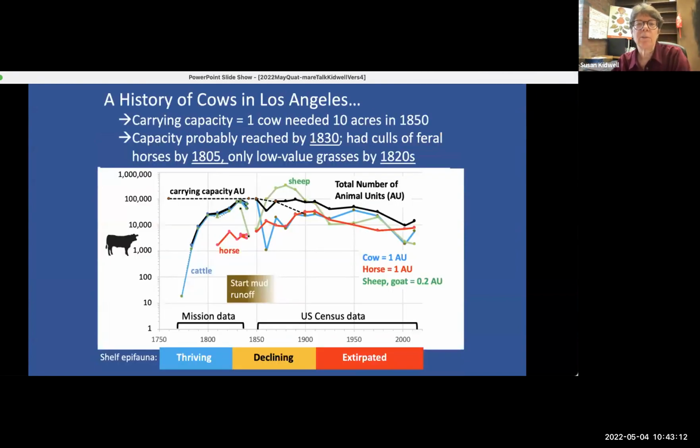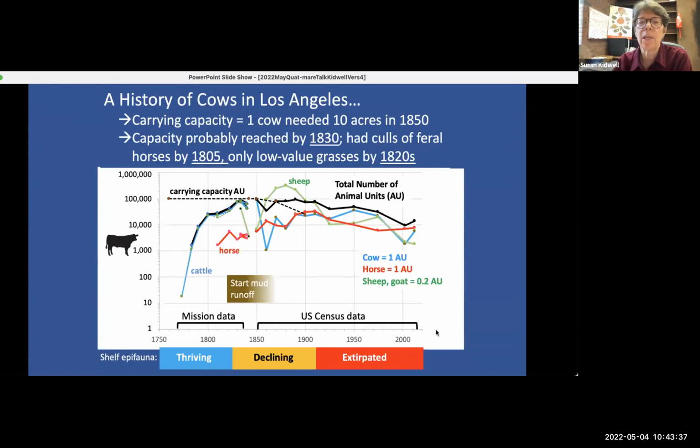And here's a plot I never thought I'd see, much less produce. But this is the log number of cows and horses and everything else, which is the black line. And this is time on the bottom axis. 1771, when the Spaniards arrived and released the cattle. 1850, we start with US agricultural census data.